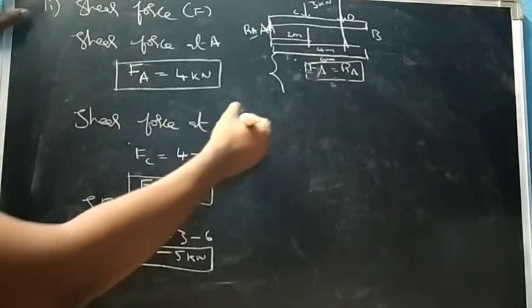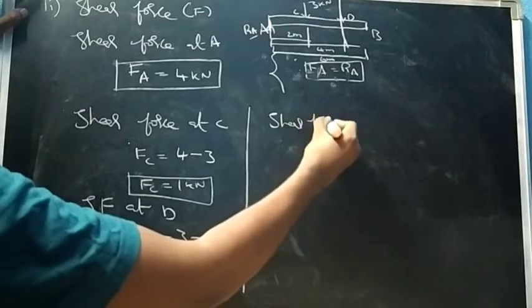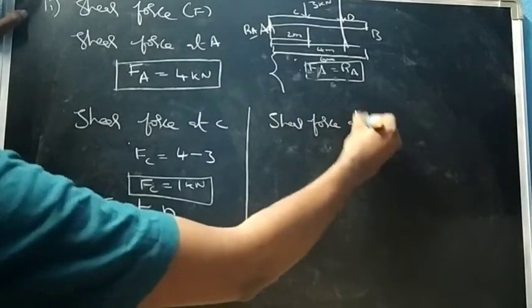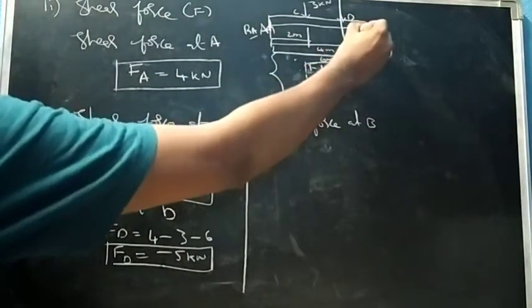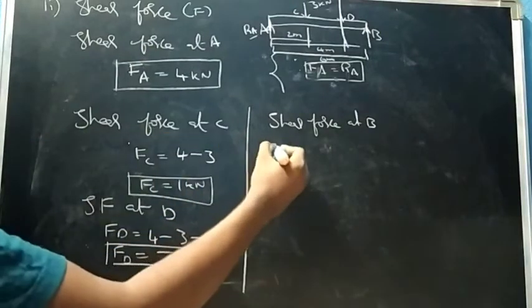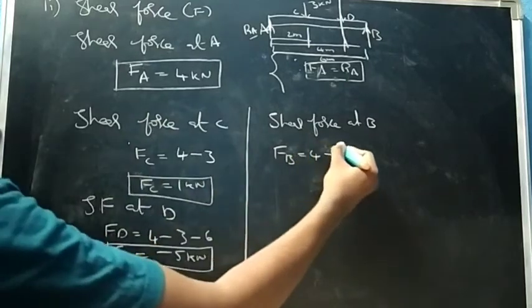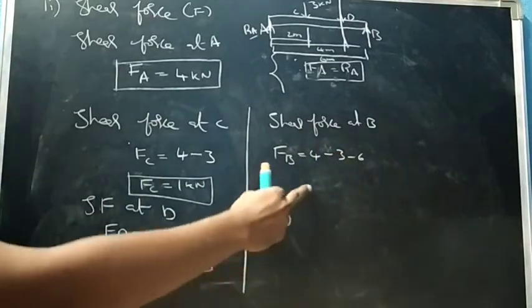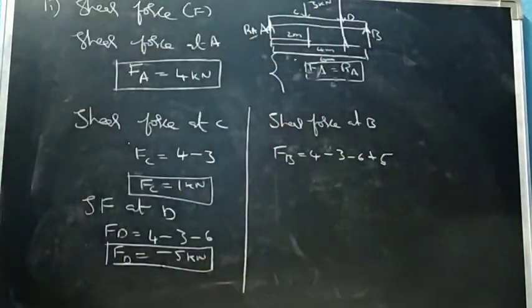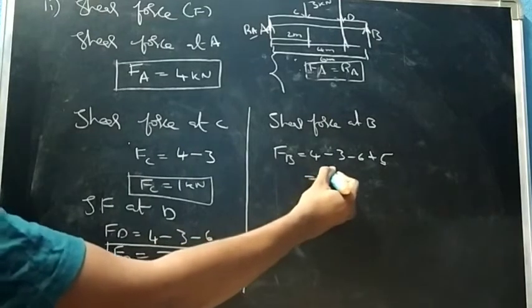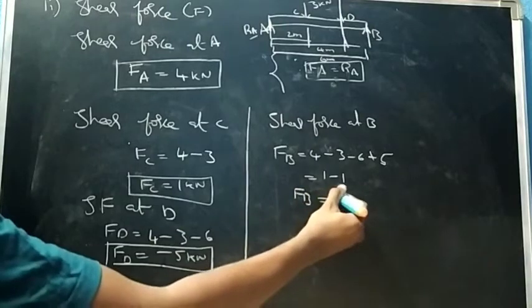Now we'll find out shear force at B. Okay, so here we need to find out the shear force. So that will be 4 minus 3 minus 6, and we have the positive value, that is 5, right? That will be 1 minus 1. So shear force at B will be 0.